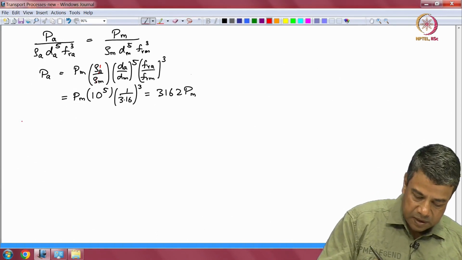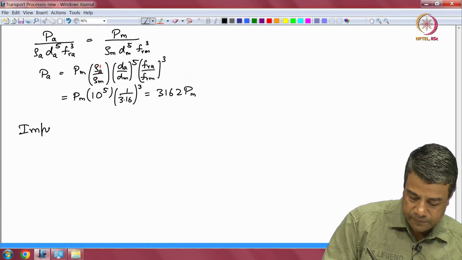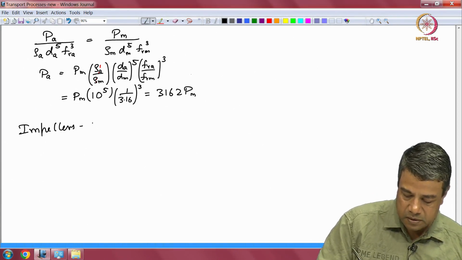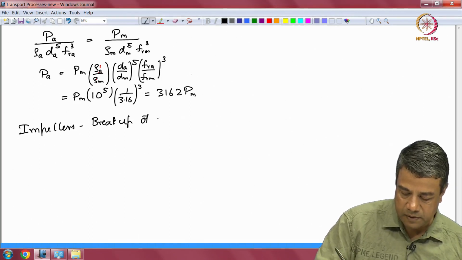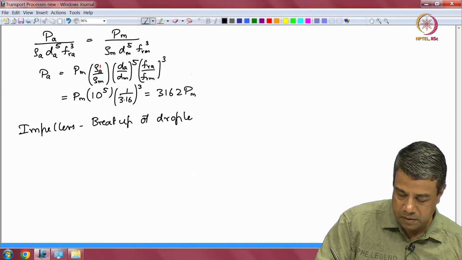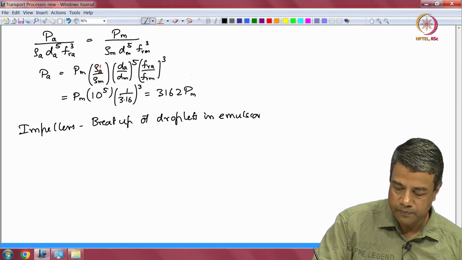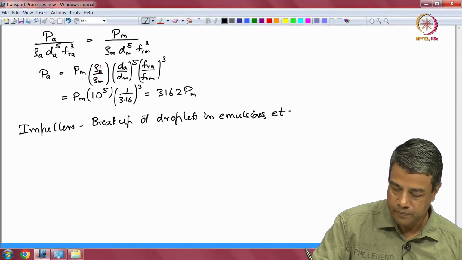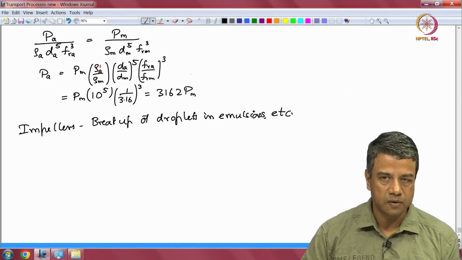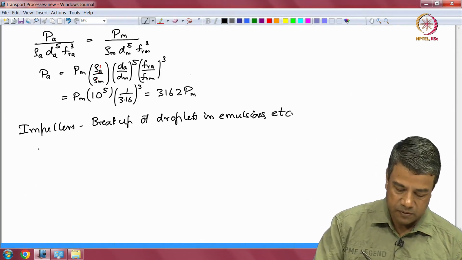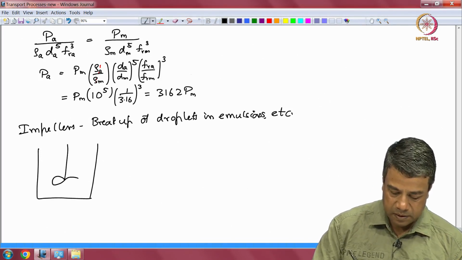These impellers in reactors are also used for breakup of droplets in emulsions, etc. Apart from mixing different fluids together, they are also used for homogenizing the system, reducing the size of the bubble or the droplet, etc.